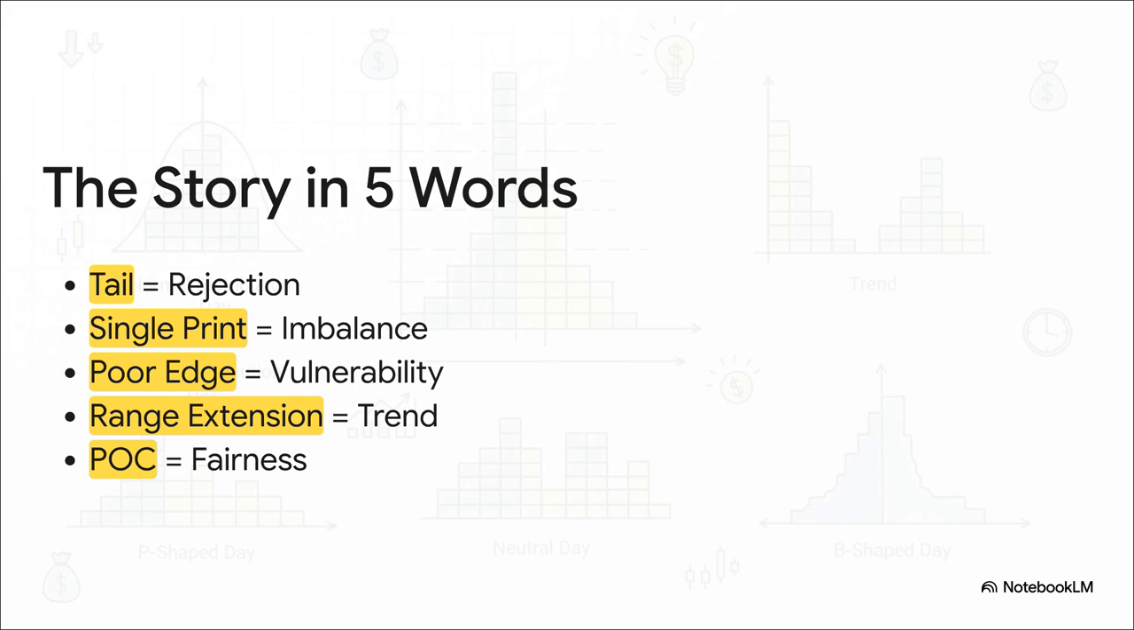A tail is a loud and clear rejection. A single print shows you rapid imbalance. A poor edge hints at vulnerability, that unfinished business we talked about. A range extension signals a potential new trend, and the POC, or point of control, shows you where the market found fairness. With just these few words, you can glance at any profile and get the gist of the story.